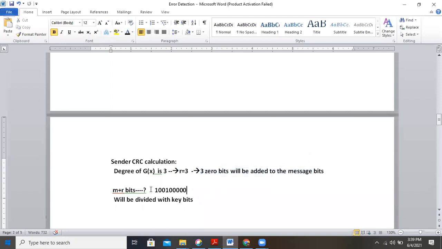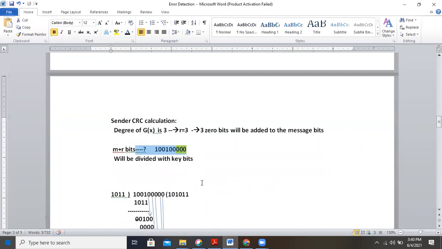So what will be the message bits then? 100100 is the message. So 3 additional 0 bits we are adding here. Okay, so these are the 3 additional 0 bits we have added. So now this is the generated message bits. And now this message bits with added 0 bits, we need to divide with the key.